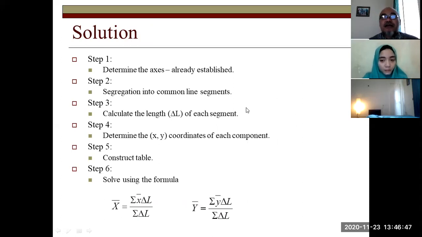So determine the axis, which in this case is already established. Then segregate into common line elements, common line segments, which we have discussed in the previous slide. Calculate the length delta L of each segment. Determine the XY coordinate of each component. Then we construct a table and solve using the formula x equals sigma x bar delta L divided by sigma delta L, and the new y coordinate of the centroid equals sigma y bar delta L divided by sigma delta L.